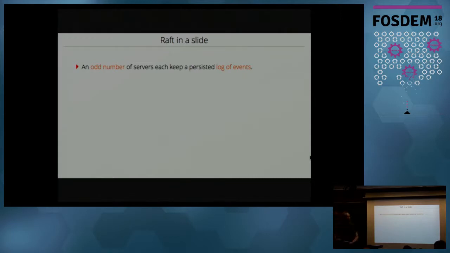First of all, we need an odd number of servers. Why they are odd, we'll come to in a minute. Each of them keeps a persisted log of events. So they just write down this event happens, that event happens, in one order. Everything is replicated to everybody. So that means each of the odd servers has the same log and has to have the same log.